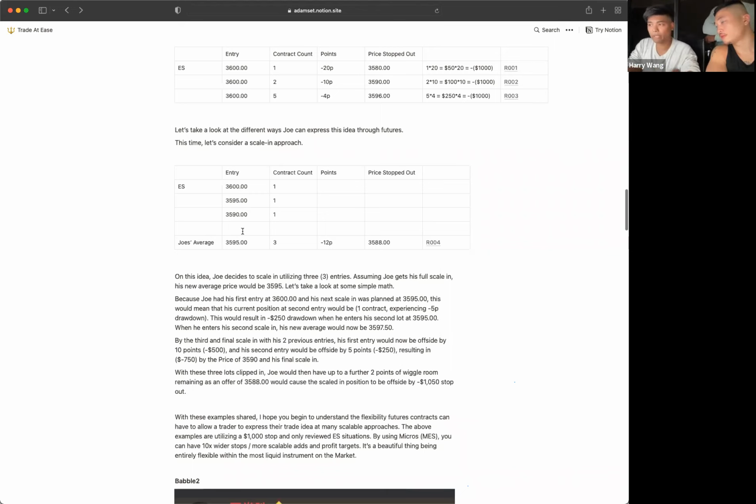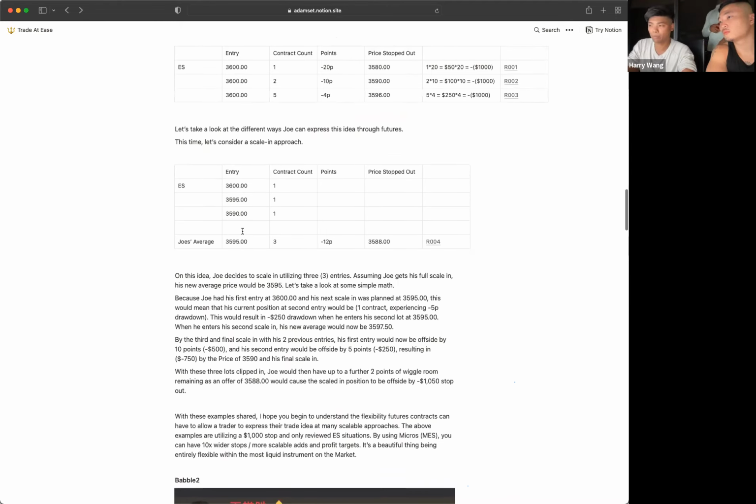By the third and final scale-in, with his two previous entries, his first entry is experiencing negative 10 points and his second is negative 5. This would result in negative $750 by the time 3590 comes by, and his third and final scale-in as well. With these three lots filled, Joe would then have a further 2 points of wiggle room remaining, as a price of 3588 would cause the scaled-in position to be offside by negative $1,050.